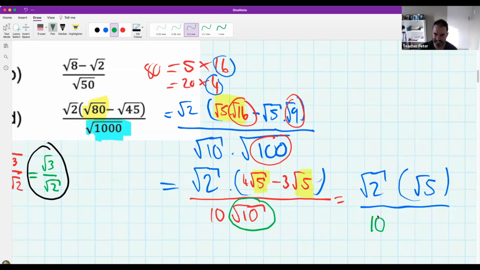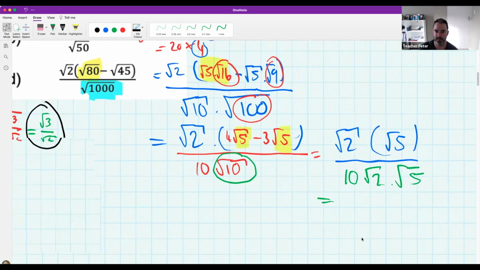Split it. Yes. Remember, I can split this into that. Now, I want the final answer. What is the final answer going to be for this?